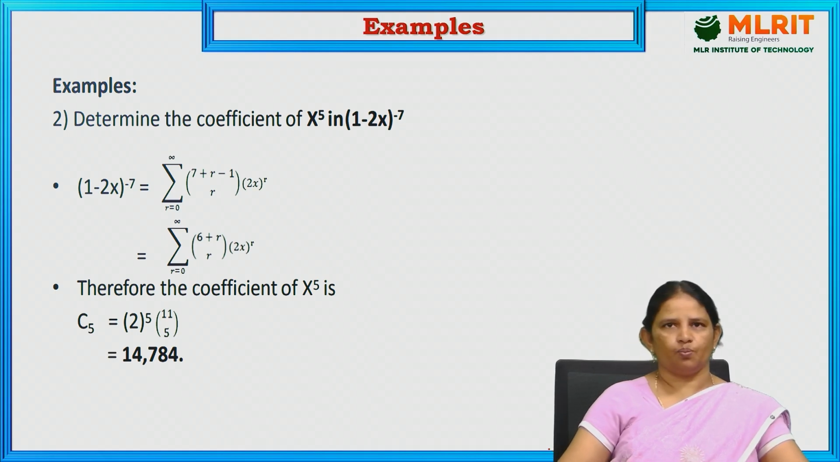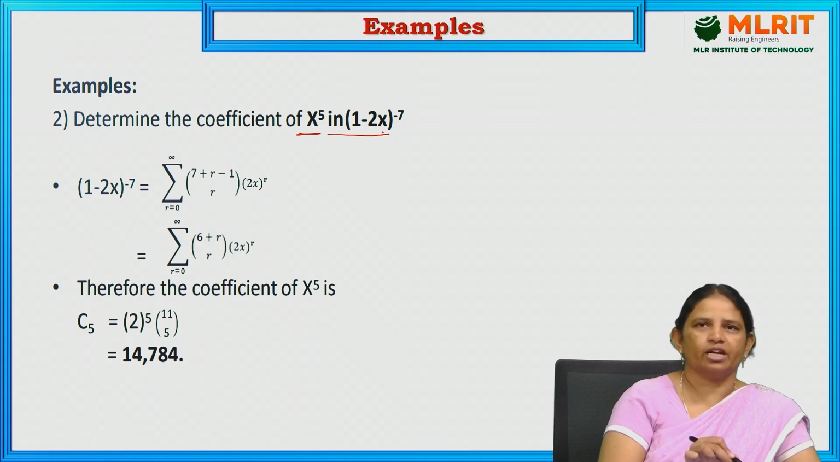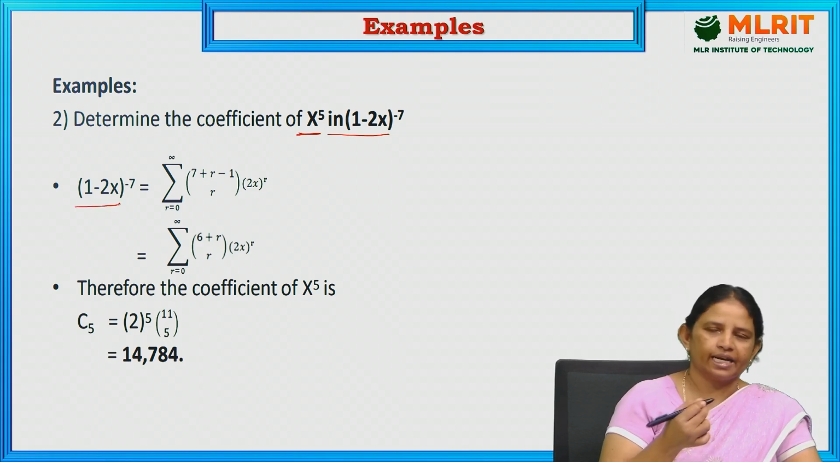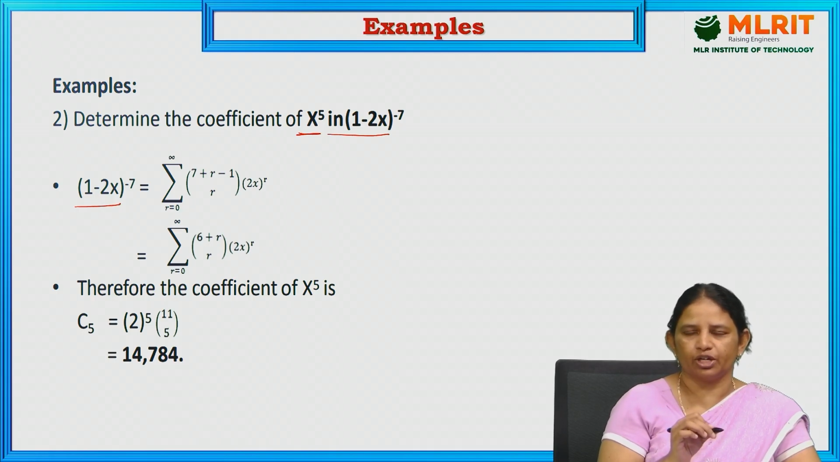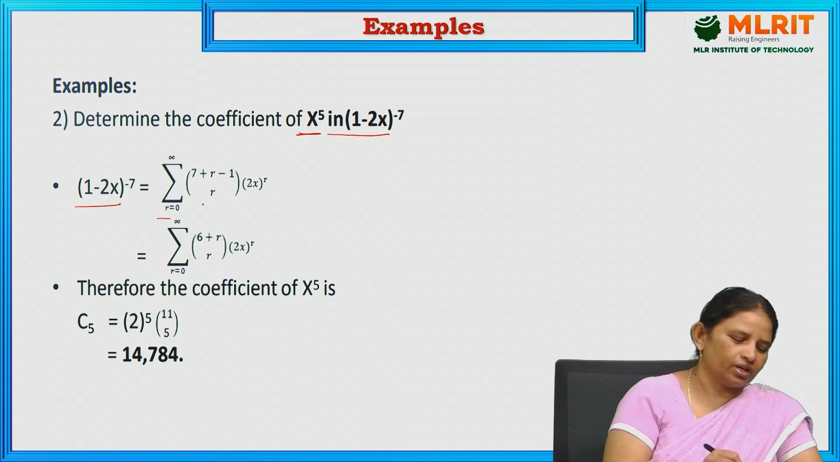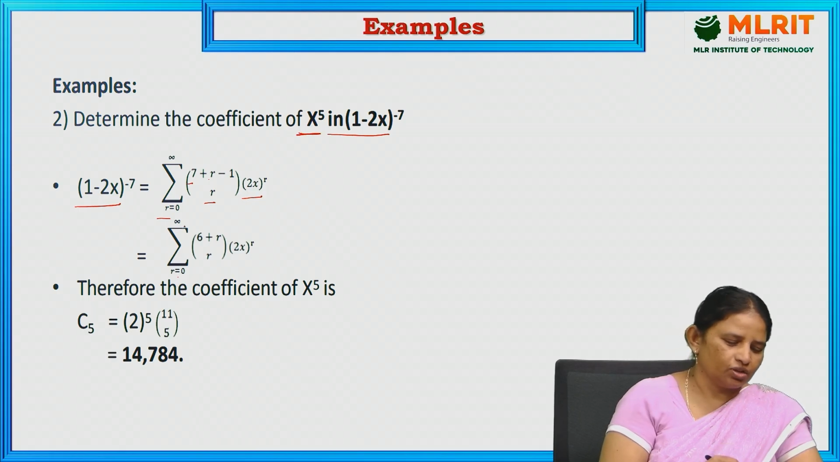Consider the second example. Determine the coefficient of x^5 in (1 - 2x)^-7. Here (1 - 2x) to the power of minus 7 means negative symbol, negative power as well as negative term. Then sigma r equal to 0 to infinity, that is (n + r - 1)Cr (2x)^r. N value is 7. It is the formula. So, what is 7 + r - 1? That is (6 + r)Cr (2x)^r.